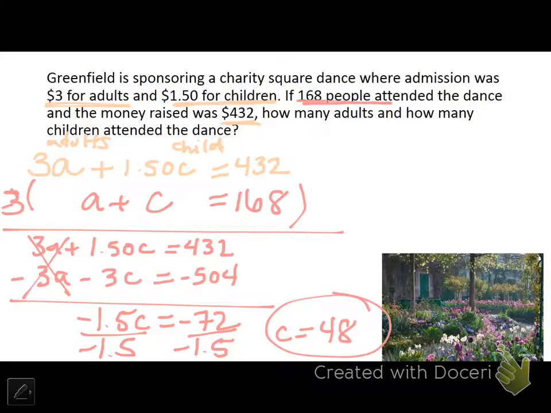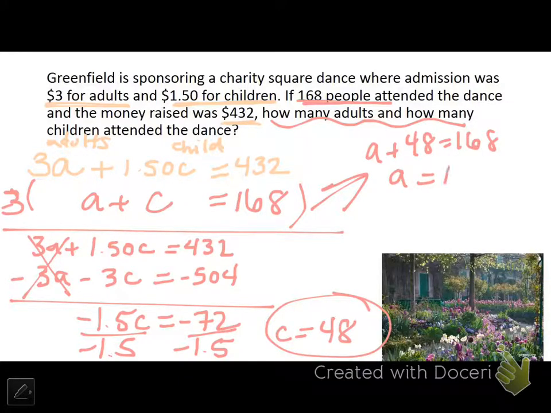Okay, but now I have to figure out how many adults, because it says how many adults and how many children attended. So if I put A plus 48 is equal to 168, I should be able to get, because that came from here, I should be able to get how many adults there are. So if I subtract 48 from both sides, there should be 120 adults. Make sure you label. I don't know what you're talking about if you don't label it.